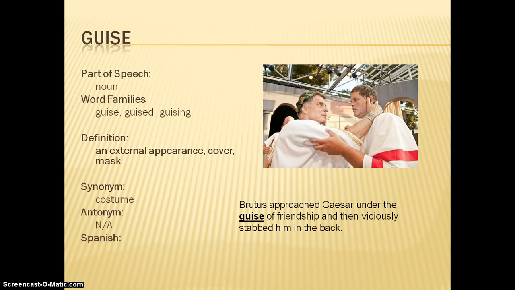Guise. Guise is an external appearance, a cover, or a mask, so it's you hiding something underneath the appearance of what you are presenting on your face. So the example here is with a play, Julius Caesar, that we will read later in this year, and it says that Brutus approached Caesar under the guise of friendship and then viciously stabbed him in the back. So the outward appearance, his guise, was of friendship, but underneath he was very cruel.